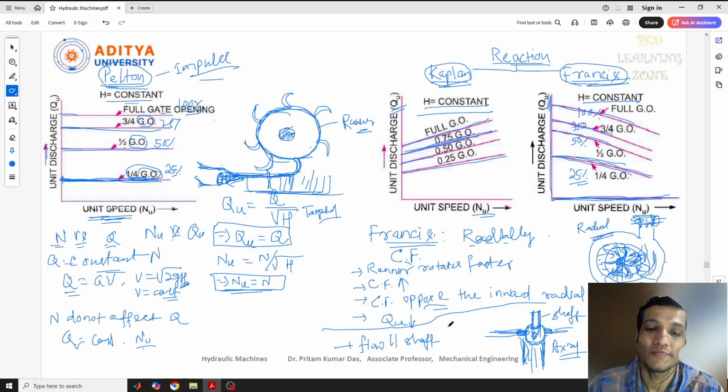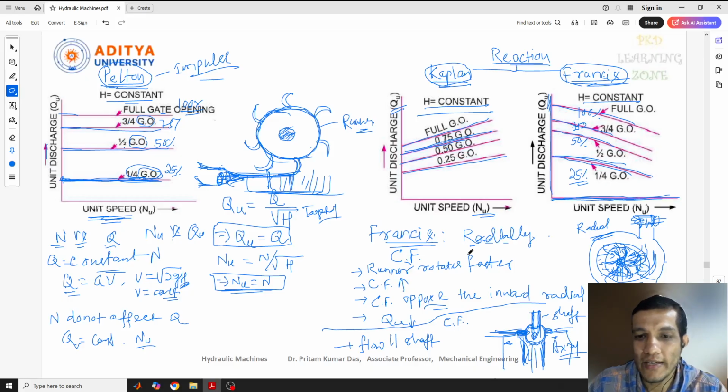So here the centrifugal force does not oppose the flow direction. After the water strikes the blade, at the end of this turbine we have a draft tube. The water will stay in the draft tube itself, it won't go out. So there will be no difficulty when the water strikes the vanes connected to the runner, and the centrifugal force won't affect it much because it won't oppose the flow.